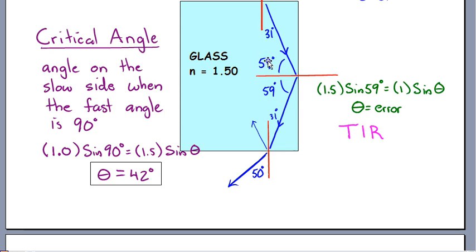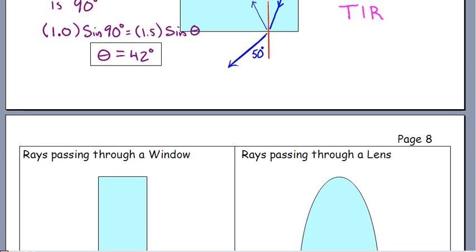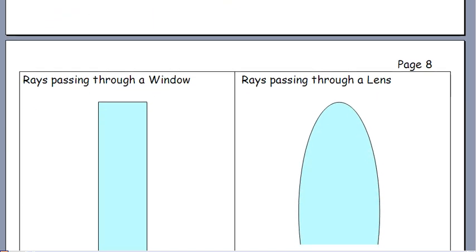Had the story been different and this was 58, it'd be TIR. If it was 57, it'd be TIR. If it was 43, it would be TIR. But if it was 41, you'd get the mix, a little bit of reflection and a little bit of refraction. Okay, still not quite ready to start the chapter, but man, are we getting close.